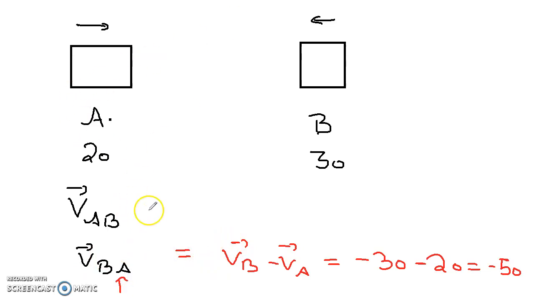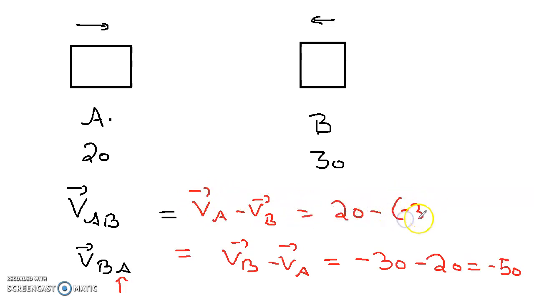And if I talk of VA with respect to B, I get the same thing. VA minus VB from the frame of B. VA is 20, VB is negative 30, so it would look like positive 50 meter per second. So this is the relative velocity. Now it is better if you do some problems over it. So I'll solve some problems.